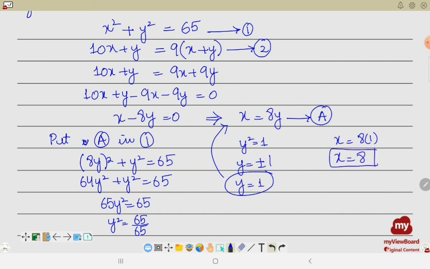So the number that was supposed earlier, therefore the number is what we supposed as 10x plus y. So we'll insert the values. x is 8 and y is 1. So 80 plus 1, that is going to be 81. So 81 is going to be the number. This is how we are going to solve this sum.